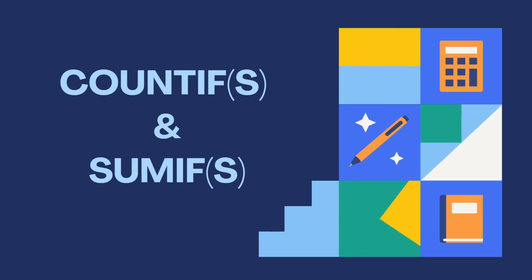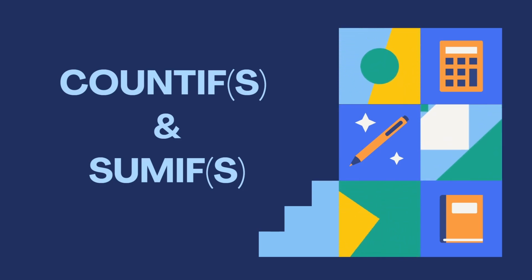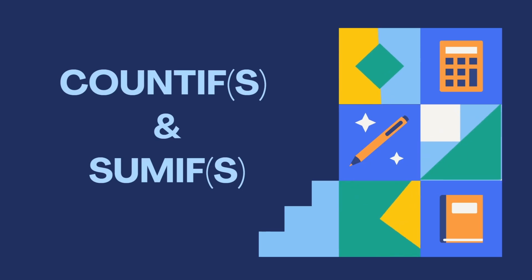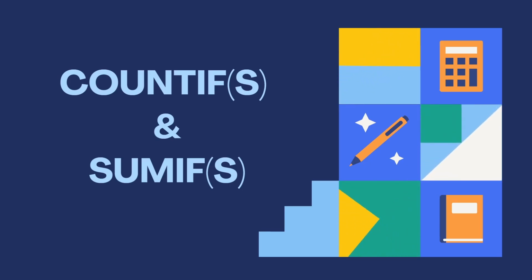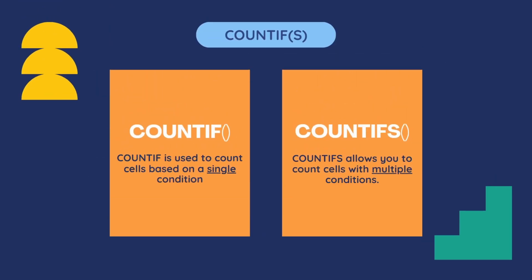Today we are going to learn about some incredibly useful functions, which are Sumif, Countif, Sumifs and Countifs. Countif is used for counting cells based on a single condition, while Countifs allows you to count cells with multiple conditions. Later as we progress in the video, we will see how and when to use them with examples. Now let's look at the syntax of Countif and Countifs.